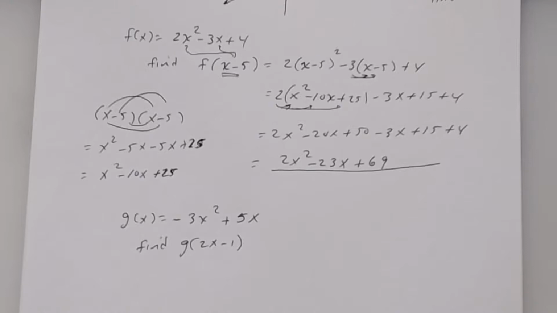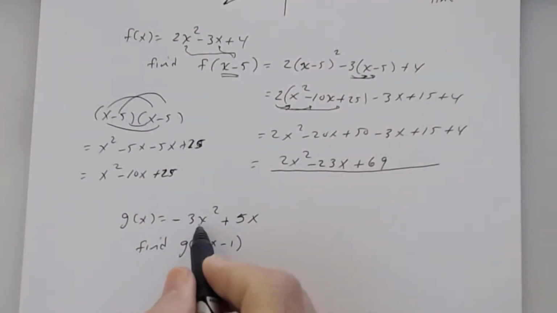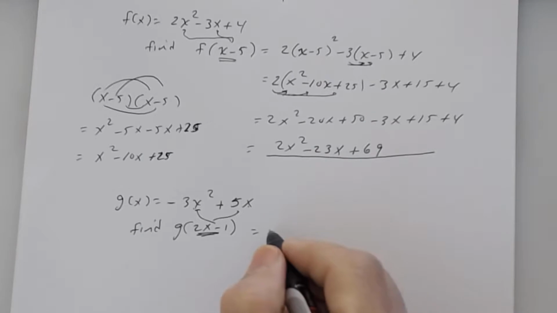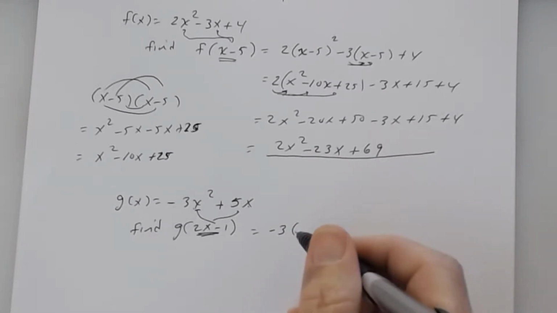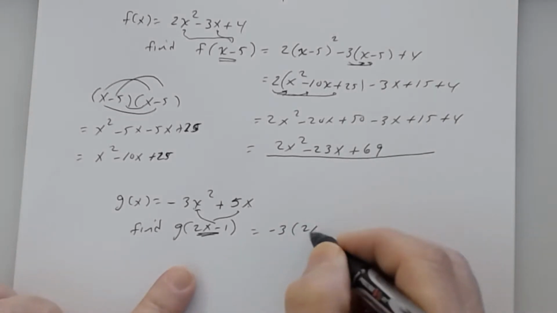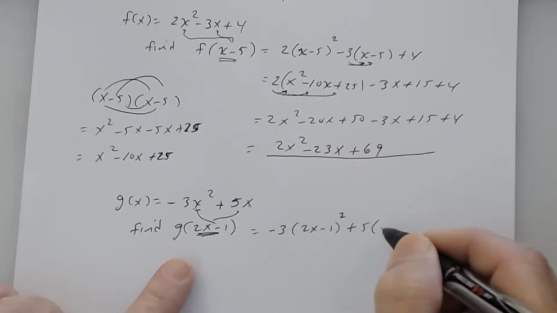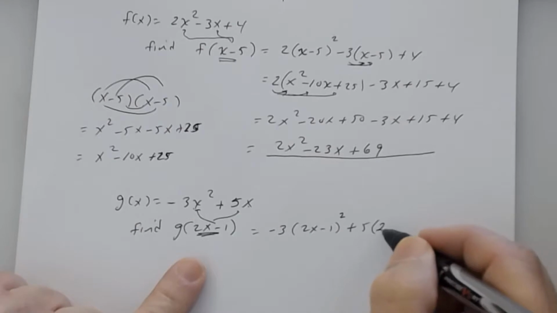So again, what are you going to do? Wherever you see the variable x, you're going to substitute 2x minus 1. So I see an x here and I see an x here, so I'm going to substitute those with 2x minus 1. So this becomes negative 3 times 2x minus 1, but that 2x minus 1 has to be raised to what power? The second. Plus 5 times, and then that x becomes what?